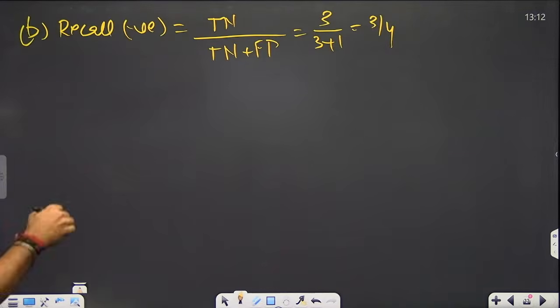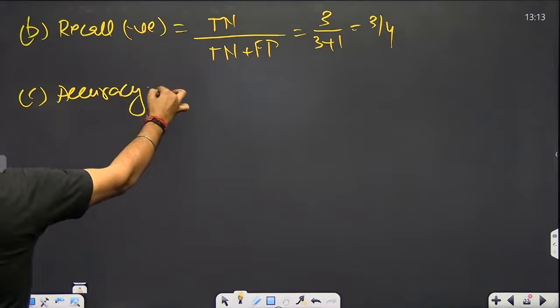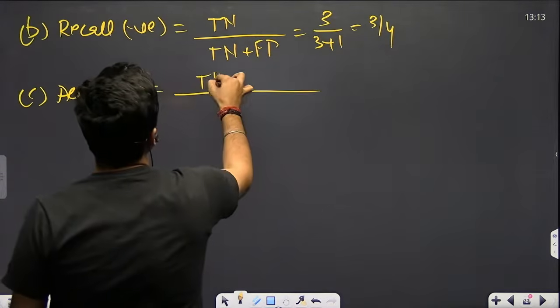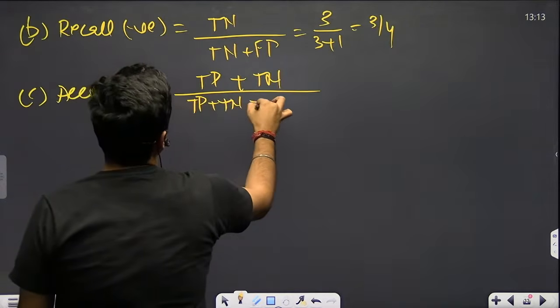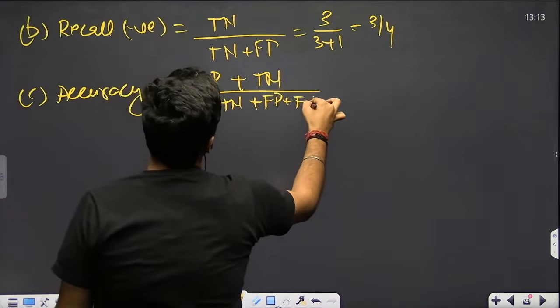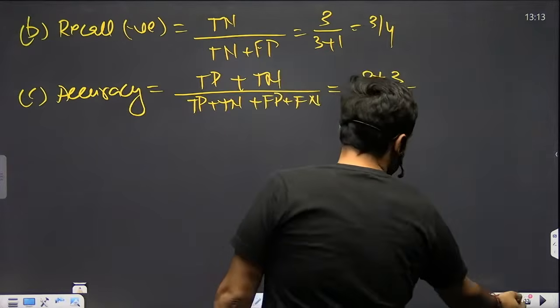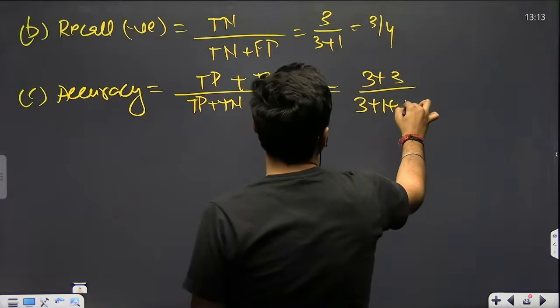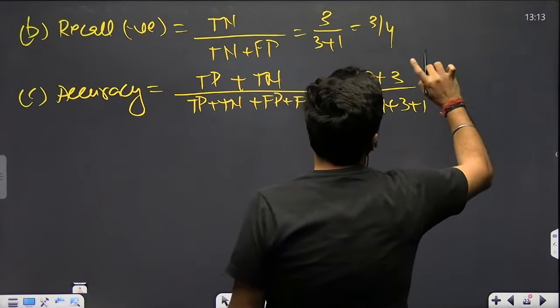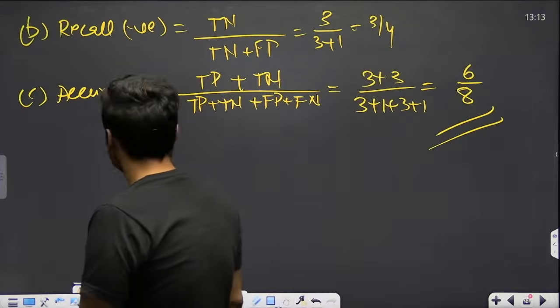Okay, and C part is what? C part is accuracy. So that is very simple. True positive plus true negative upon true positive plus true negative plus false positive plus false negative. So what is true positive? 3 plus 3, 6. So that would be how much? 6 upon 8.